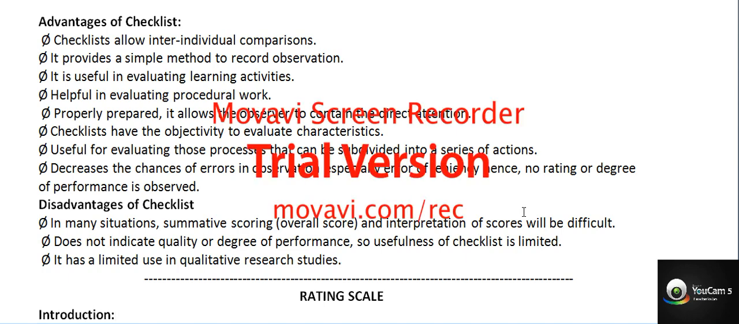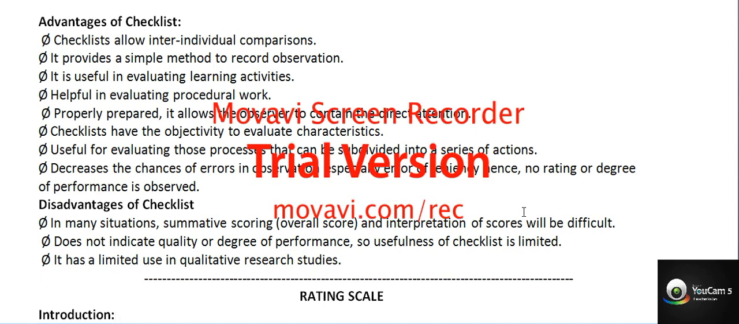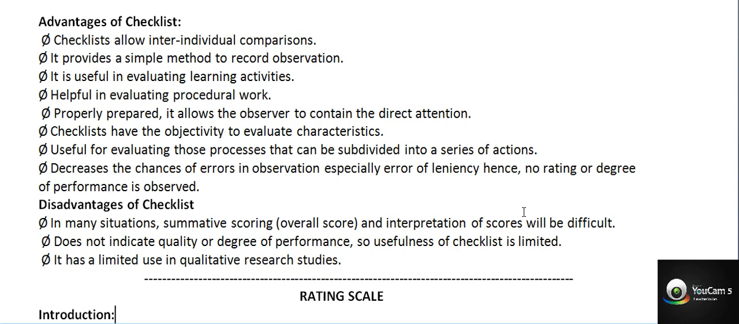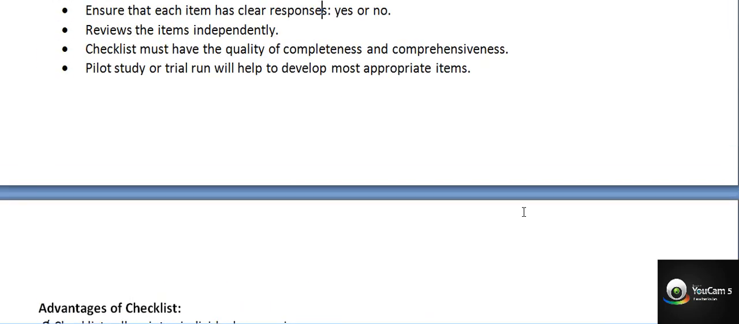So these are the advantages and disadvantages. Of course there are disadvantages. It is very limited in qualitative research, because observation is mostly used in quantitative research and checklists are commonly used in quantitative. And regarding degree of performance, sometimes if the checklist is not prepared well and the scoring method is not properly mentioned, then there will be a problem. If you are not preparing the best checklist, then it will affect your study outcome.